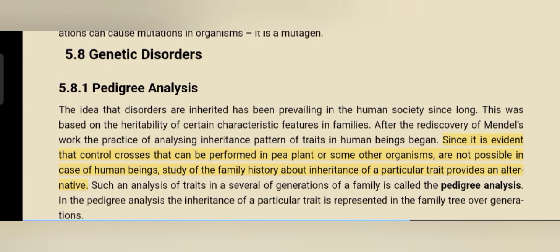Since it is evident that controlled crosses that can be performed in pea plants or some other organisms are not possible in the case of human beings, the study of family history about inheritance of a particular trait provides an alternative. Such an analysis of traits in several generations of a family is called pedigree analysis. In pedigree analysis, the inheritance of a particular trait is represented in the family tree over generations.